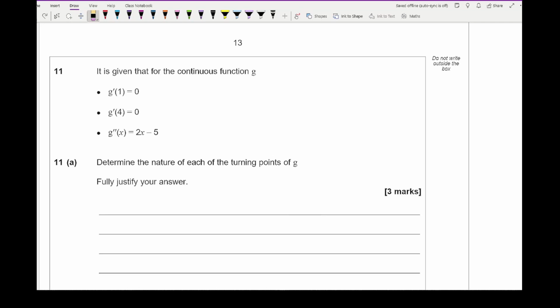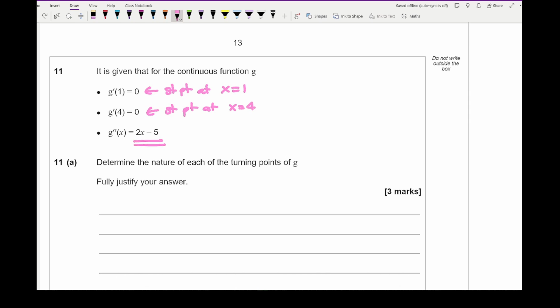So moving on to question 11, it says it is given that for a continuous function g, when we differentiate g and substitute 1, we get 0. When we substitute 4 into the derivative of g, we get 0. And the second derivative of g is 2x minus 5. So that basically means we've got a stationary point at x equals 1, a stationary point at x equals 4, and this is my second derivative.